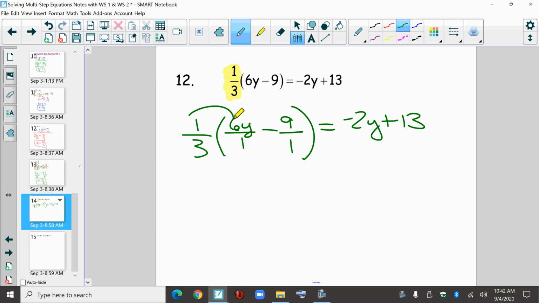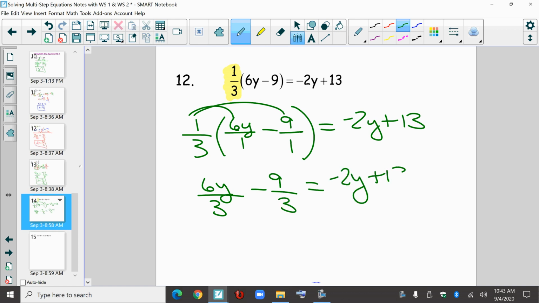Then we're going to distribute, marrying the tops and the bottoms by multiplication. 1 times 6 is 6y. 3 times 1 is 3. Go to the next one. 1 times 9 is going to be 9. 3 times 1 is going to be 3. Is equal to negative 2y plus 13. What is 6 divided by 3? 6 divided by 3 is a 2y. 9 divided by 3 is going to be a minus 3. Is equal to negative 2y plus 13.